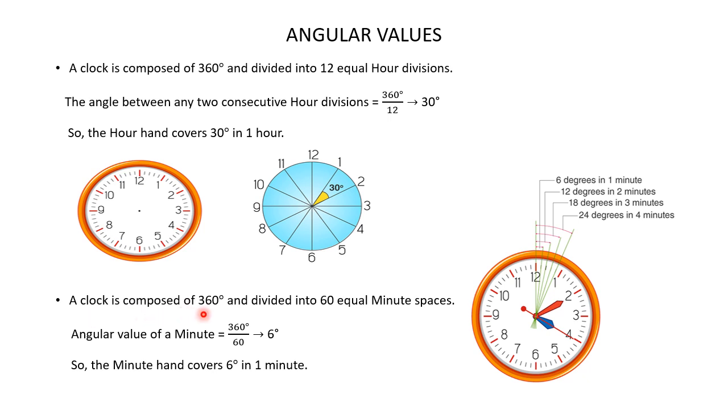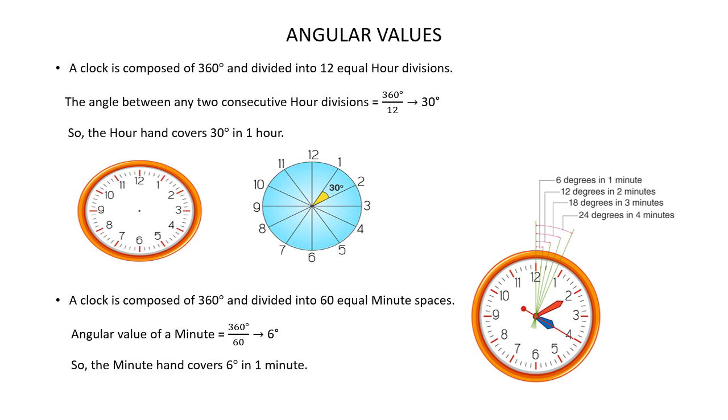Now a clock is composed of 360 degrees and is divided into 60 equal minute spaces. Now angular value of a minute is equal to 360 degrees divided by 60, which is 6 degrees. So the minute hand covers 6 degrees in 1 minute.